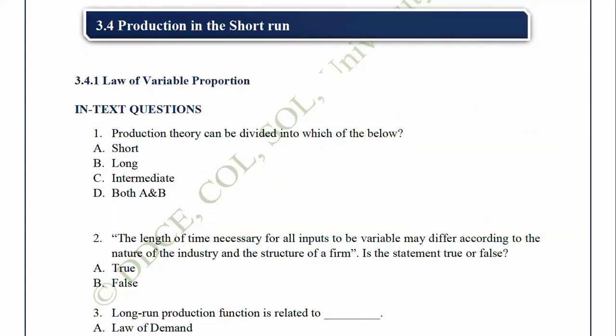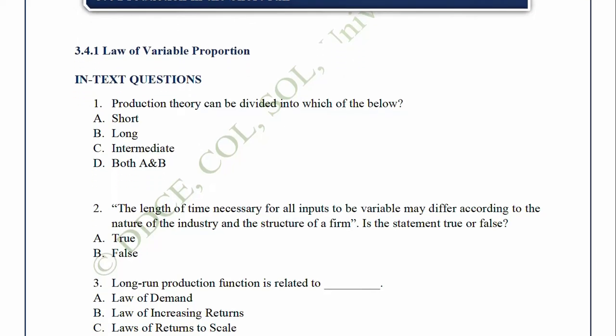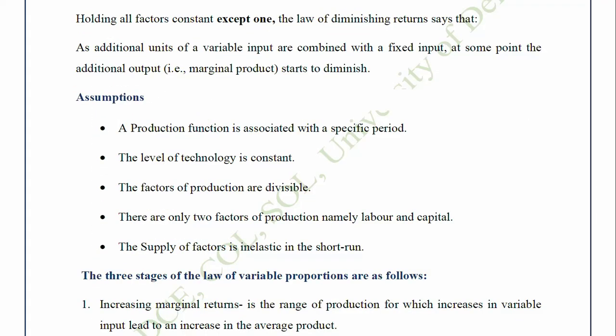3.4 Production in the short run. 3.4.1 Law of variable proportion. Holding all factors constant except one, the law of diminishing returns says that as additional units of a variable input are combined with a fixed input, at some point the additional output, that is marginal product, starts to diminish.